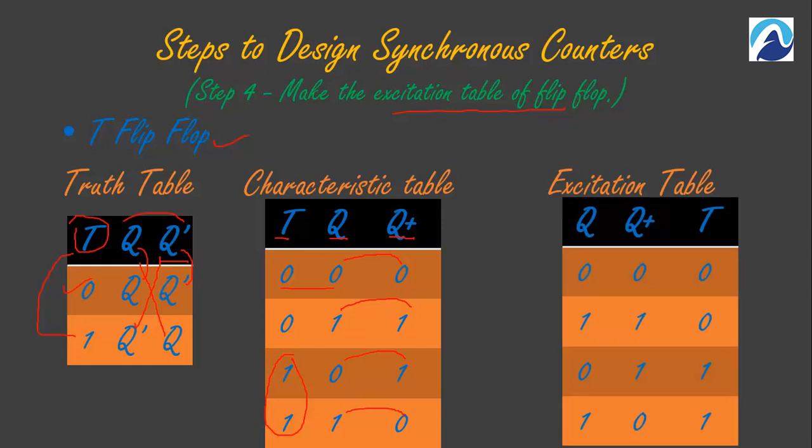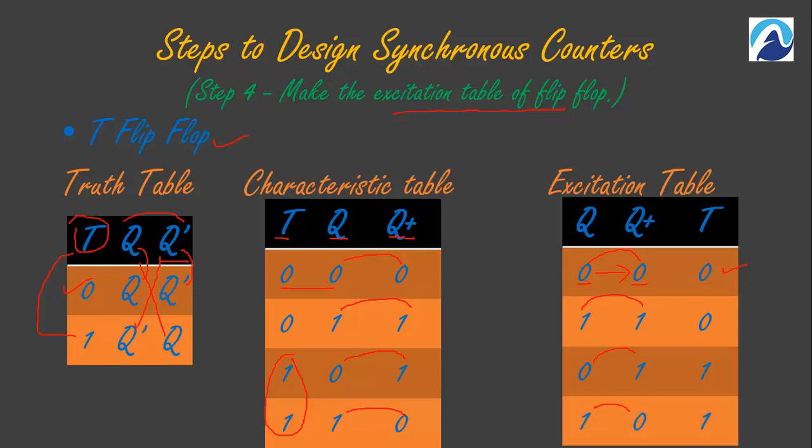The excitation table is where I know what value is stored in the flip-flop, 0 or 1, and I also know what value I want after the next clock. To achieve this goal, what should be the input of the flip-flop? That is the conclusion of the excitation table. If I have 0 and I want 0, what should be the input? If I have 1 and I want 1, what should be the input? If I have 0, I want 1. If I have 1, I want 0, what should be the input?